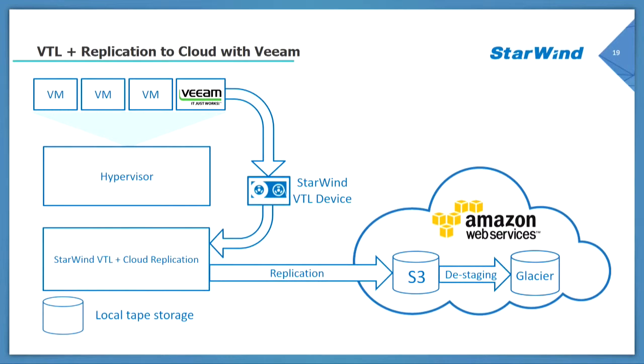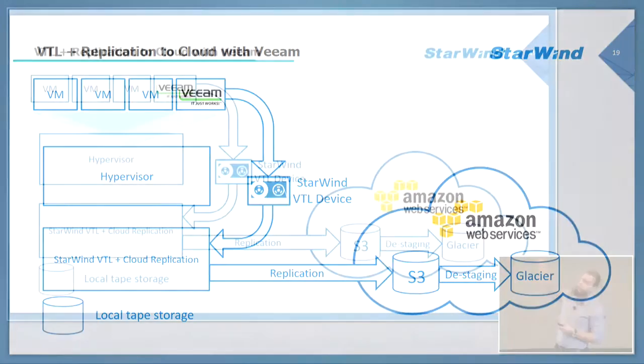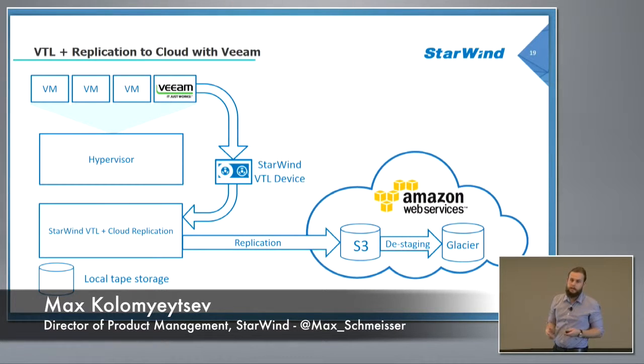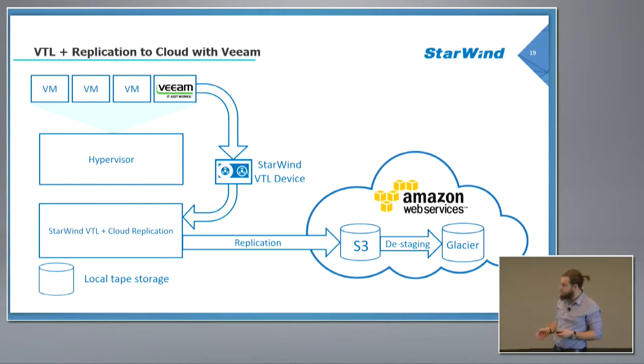So the idea is to have a disk to cloud implementation rather than disk to tape. These two can be combined too. We have our virtual machines running on a hypervisor. We have Veeam, and we have StarWind VTL connected to that Veeam machine, presenting a regular tape library. As tapes get backed up to the StarWind machine, it will have local tape storage. It's not tape, it's just spindles, but it will have a certain amount of tapes local, and the rest of the tapes will be replicated to S3 and then destaged to Glacier down the road when they're not needed.